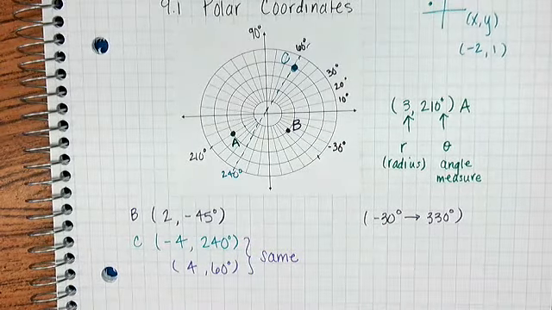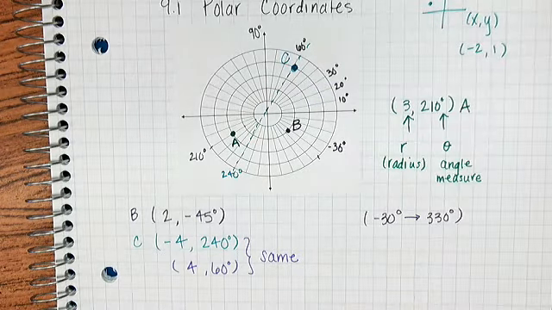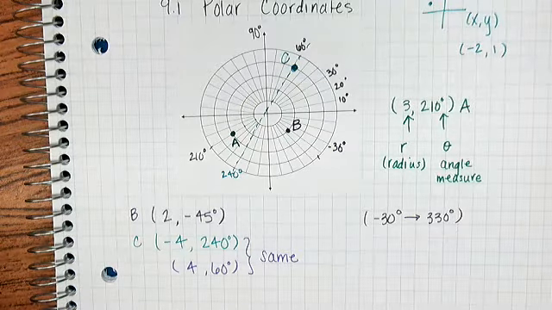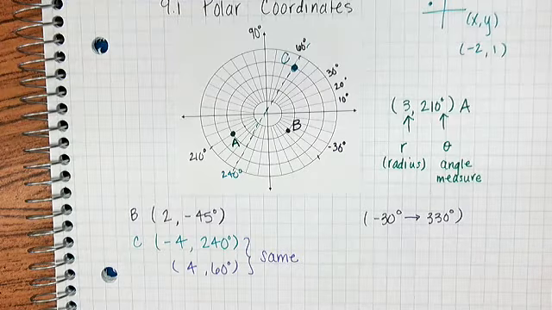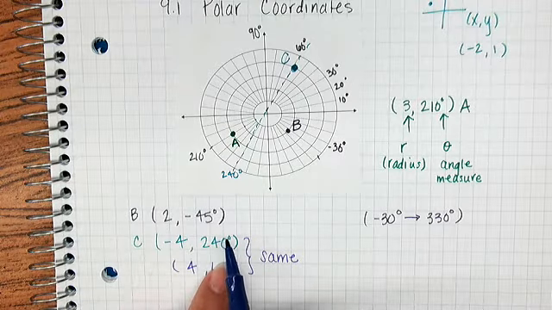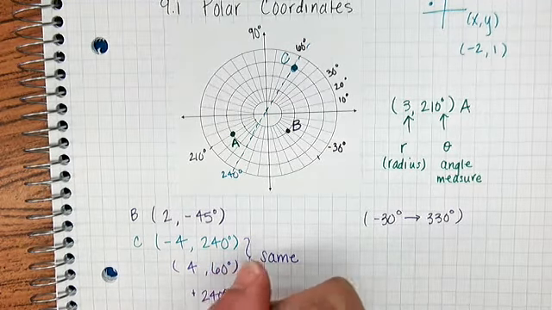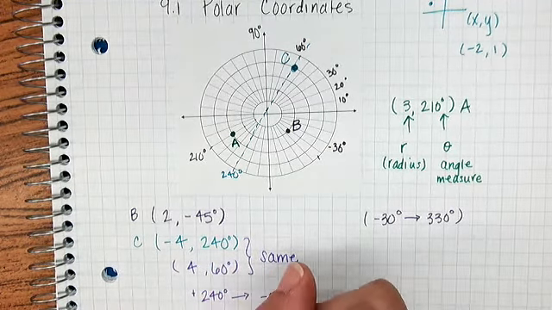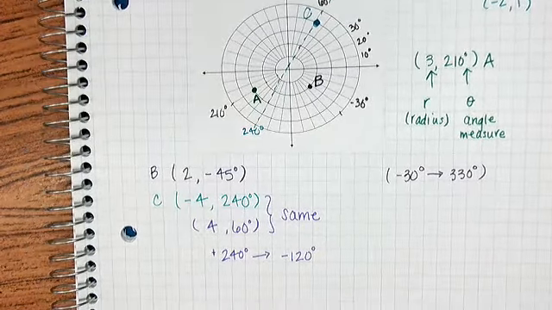But you know what? There are a lot of ways. Well, there's an infinite number of ways, but there are 4 unique ways to get to point C. We go back to the fact that negative 30 and positive 330 are the same angle. Well, guess what? Positive 240 is the same as negative 120. That's a plus sign.